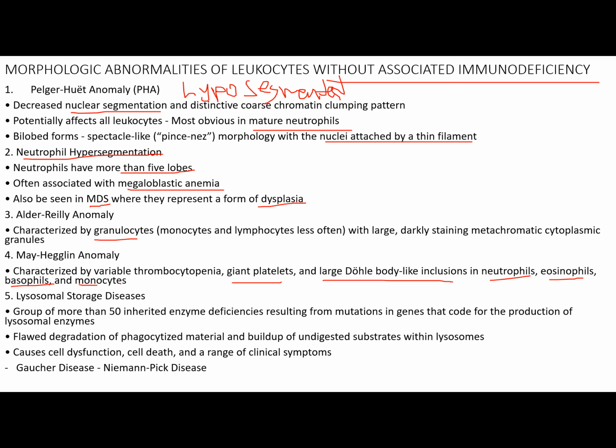Then you have your lysosomal storage disease, a group of more than 50 inherited enzyme deficiencies resulting from mutations in genes that code for the production of lysosomal enzymes. Flawed degradation of phagocytized material and buildup of undigested substrate within the lysosome causes cell dysfunction, cell death, and a range of clinical symptoms. Such diseases would include Gaucher disease, class, and your Niemann-Pick disease.